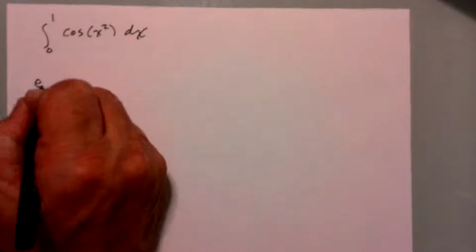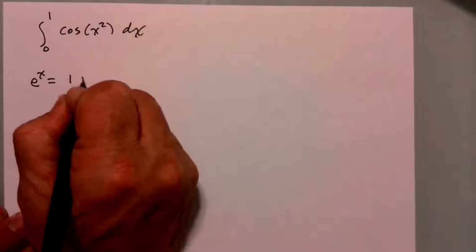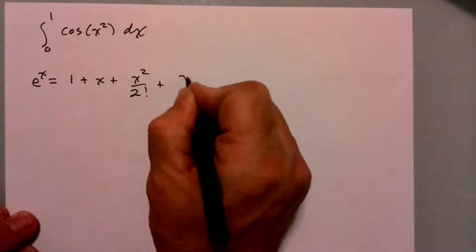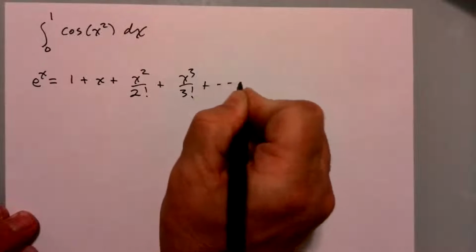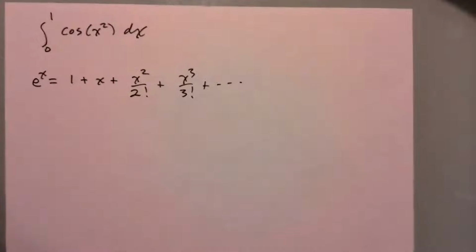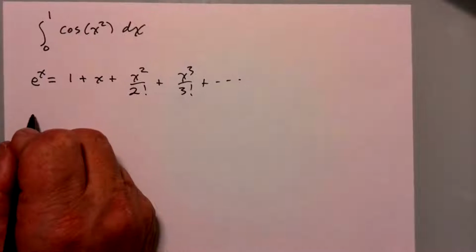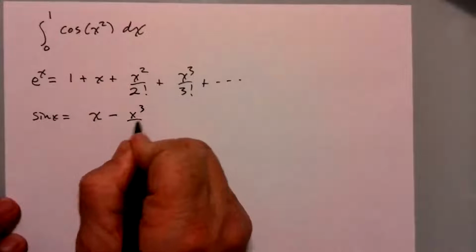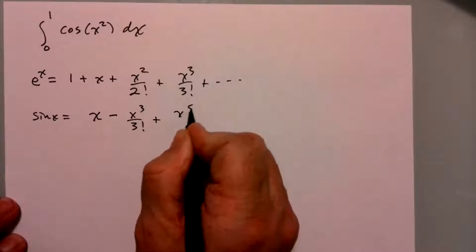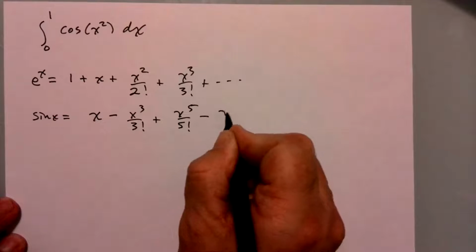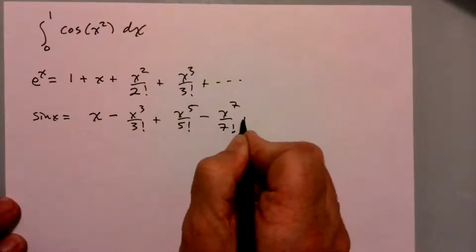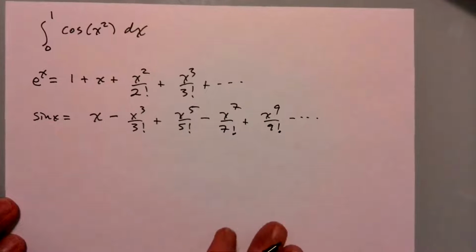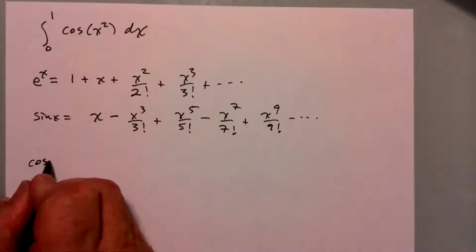But let me remind you of all of the Taylor series we like to remember. e to the x is 1 plus x squared over 2 factorial plus x cubed over 3 factorial plus dot, dot, dot. So the sum of x to the k over k factorial, as k goes from 0 to infinity. Sine x are the odd powers. So sine x alternating: x minus x cubed over 3 factorial plus x to the 5th over 5 factorial minus x to the 7th over 7 factorial plus x to the 9th over 9 factorial.